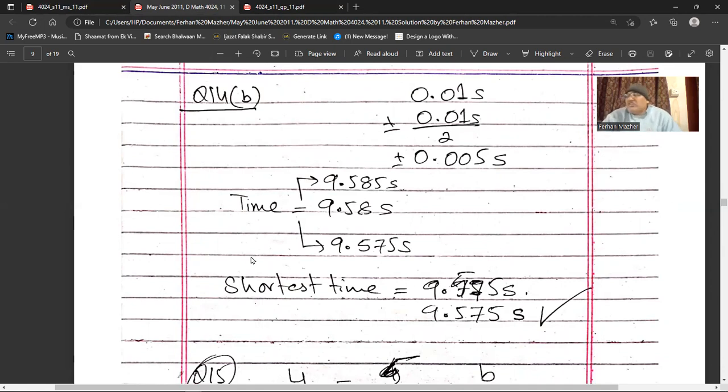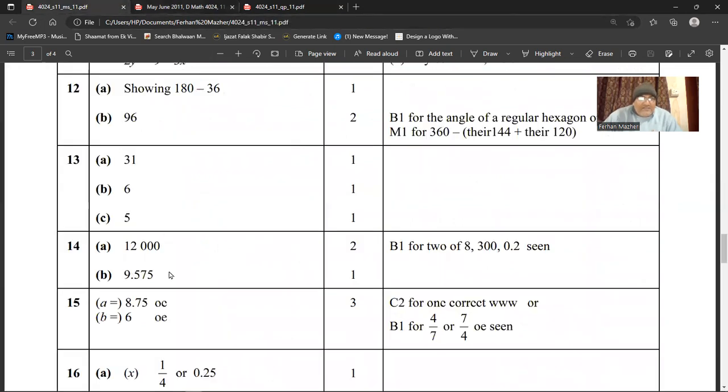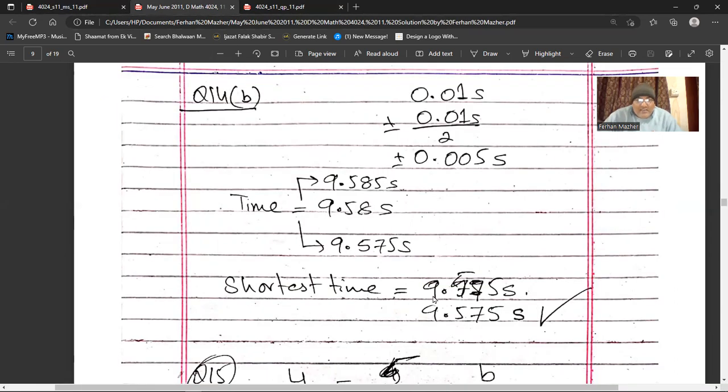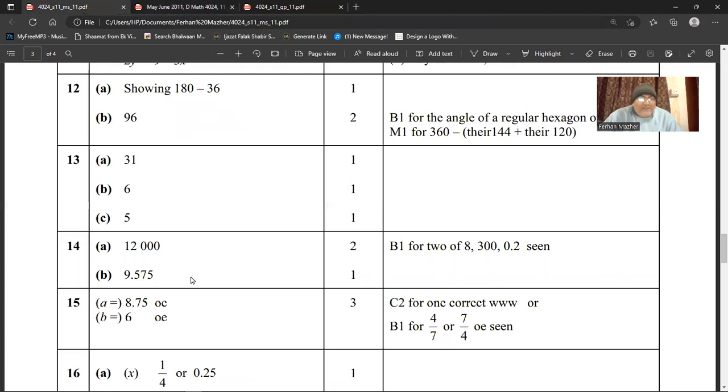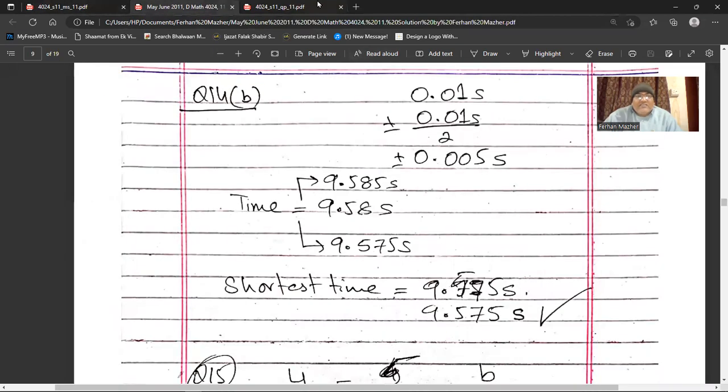So the question was, what is the shortest time? That is 9.575 seconds, sorry, I said 9.75 earlier. It is 9.575 seconds. So that is how you do it.